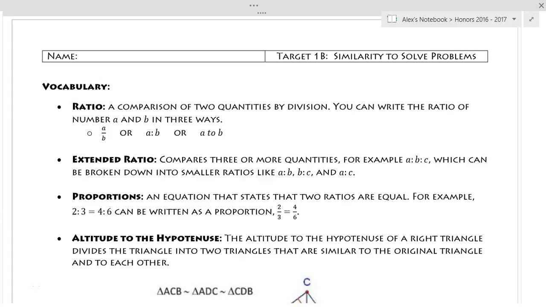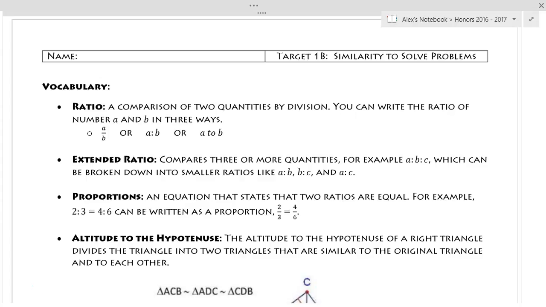Target 1B is all about similarity, using similarity to solve problems. We talked a little bit about similarity when we were dilating, right? Similarity has the same shape, but not necessarily the same size. And we can use this to help us solve problems. So looking at our vocabulary, the first thing is a ratio.